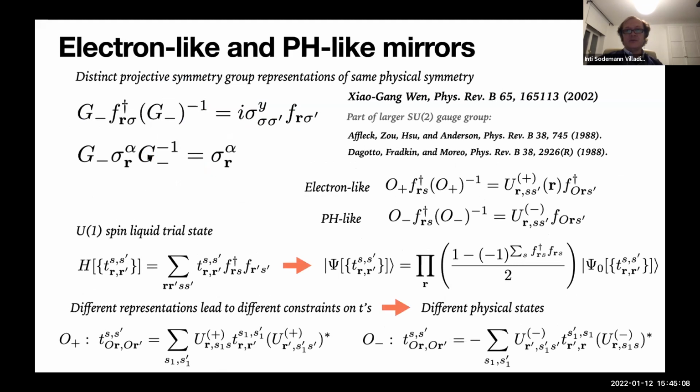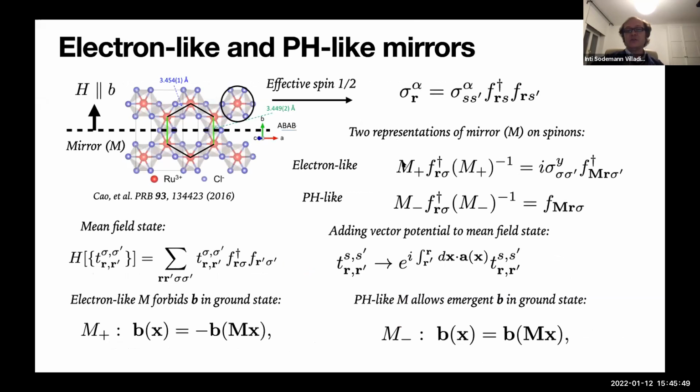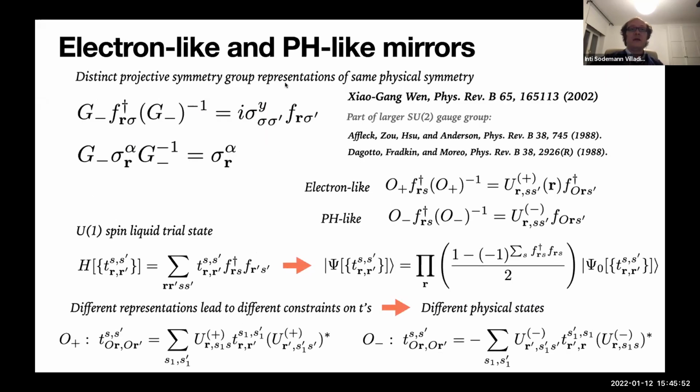Yeah, so as Pierce was asking, how to understand this as part of the larger SU(2) gauge group of the Abrikosov partons. Basically the way to understand it is that the Abrikosov fermions have a local gauge transformation which is pure particle-hole. So this G here doesn't involve any mirrors. And you can glue this gauge transformation to various physical symmetries to swap them from acting as they would in electrons to acting in some kind of particle-hole way, okay? So in a sense, if you want to be a bit more precise, what I'm trying to say here is that these two mirrors are just different projective symmetry group implementations of the same underlying symmetry, in the same sense as the projective symmetry group representations of Xiao-Gang Wen's work.